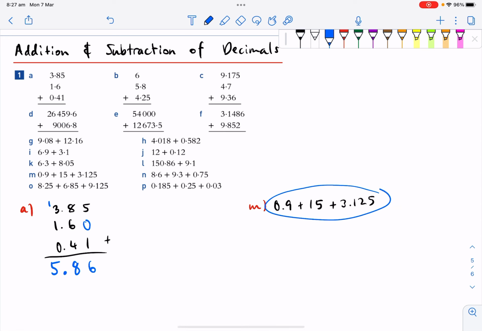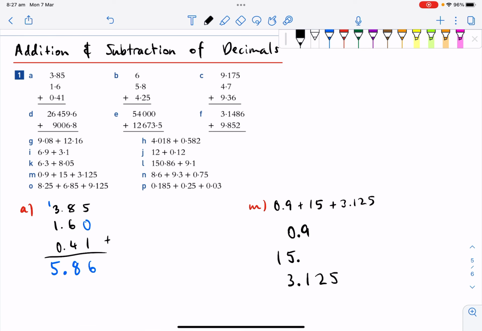We have to actually set up your algorithm. So we have firstly 0.9. We have here 15, strictly a whole number. So make sure even that is done in its correct position. So look at that. I wrote 15 with a dot because there's nothing coming after it. And then finally 3.125. So look at that. I'll do my best to show the columns. These are the columns I'm dealing with.